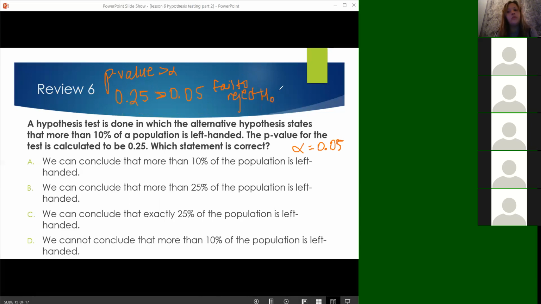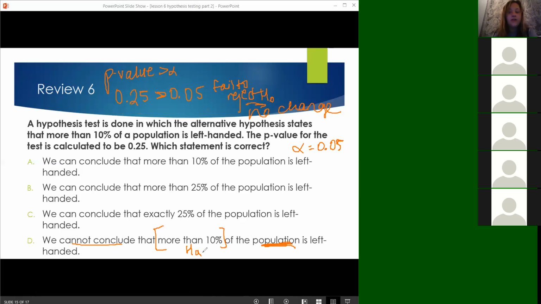So we are in favor of the null hypothesis here. We're saying basically that we still think that there's no change. So in this case, we can't conclude that more than 10% of the population is left-handed. Once again, we are making this claim about the population, which is definitely important to remember. Since our p-value was greater than our alpha, we're unable to conclude that more than 10%, because remember, this more than 10% is talking about our alternative hypothesis.